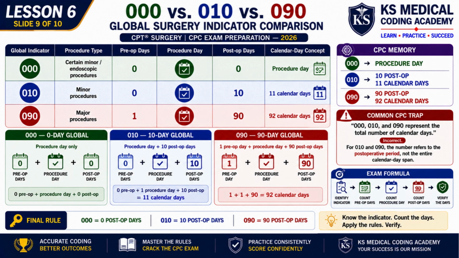Your CPC memory is 000 → procedure day. 010 → 10 post-op → 11 calendar days. 090 → 90 post-op → 92 calendar days. Use this exam formula. Identify indicator → count pre-op days → count procedure day → count post-op days → verify. Remember, know the indicator. Count the days. Apply the rules. Verify. This simple approach can help you avoid common global period counting errors on the CPC exam.